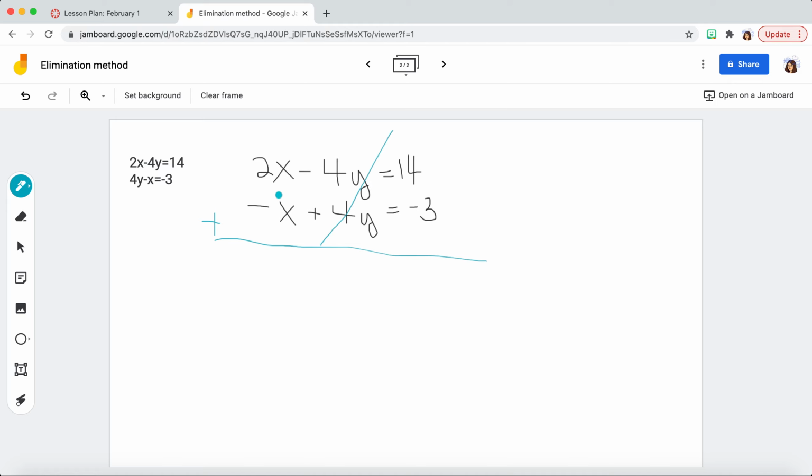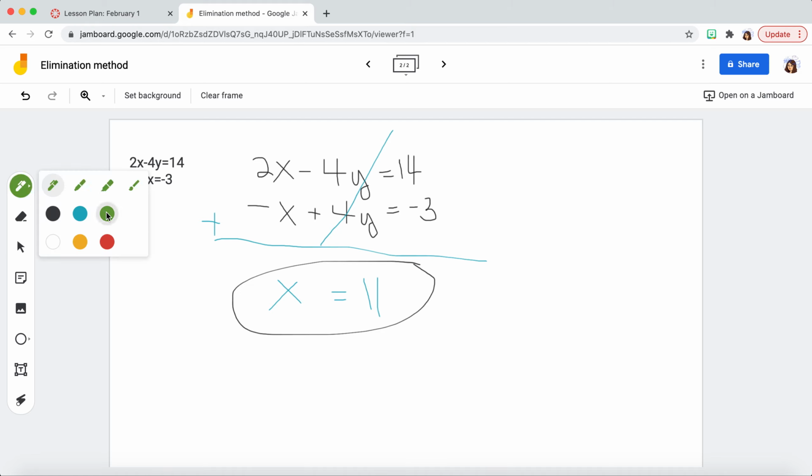So now let's go ahead and do the other part. So now we have 2x plus -x, that's going to be x, just x. Because 2x minus an x, we only have one left. And that equals 14 plus -3, that's 11. Okay, so that is done. We're done with our first part.